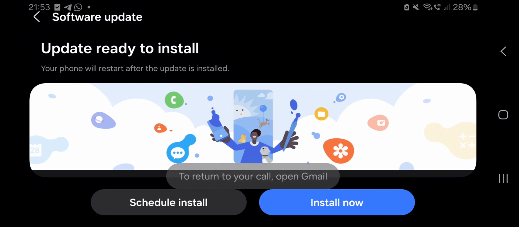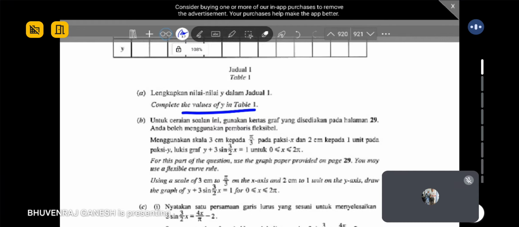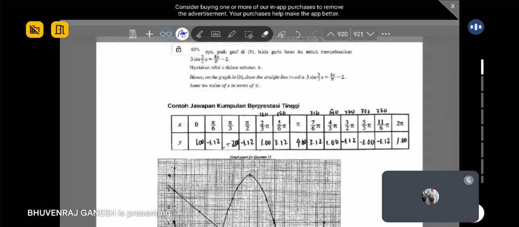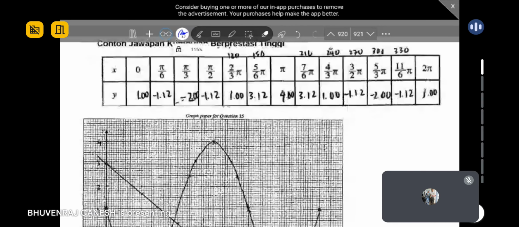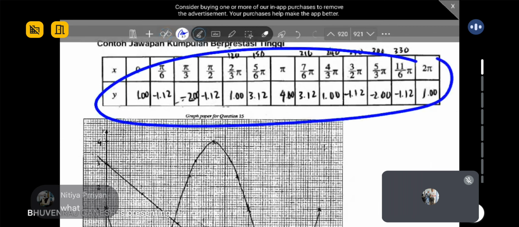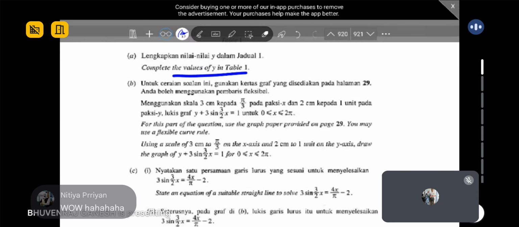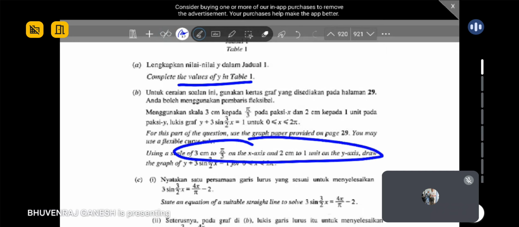Alright. Now, question B, you must draw the graph. When you draw the graph, make sure you plot all the points correctly. Just plot every single point one by one. And you must follow the scale also. Guys, look at your scale over here.